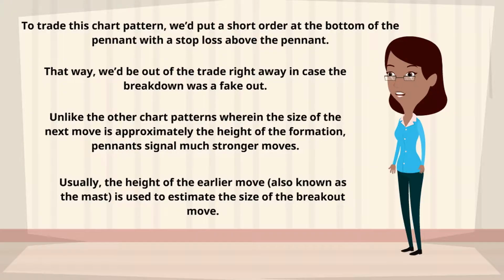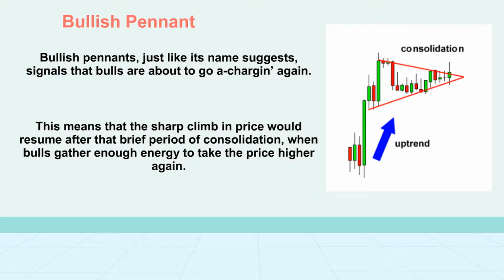To trade this chart pattern, we'd put a short order at the bottom of the pennant with a stop loss above the pennant. That way, we'd be out of the trade right away in case the breakdown was a fakeout. Unlike the other chart patterns wherein the size of the next move is approximately the height of the formation, pennants signal much stronger moves. Usually, the height of the earlier move, also known as the mast, is used to estimate the size of the breakout move.